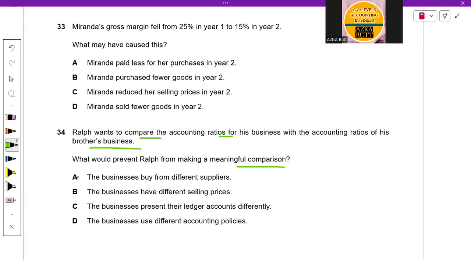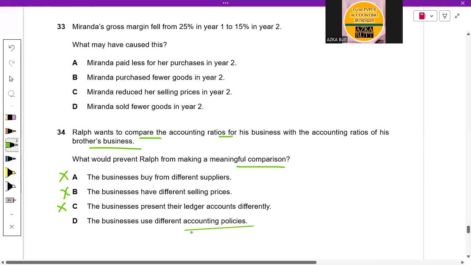So now let's see. A part is saying the businesses buy from different suppliers. No, it's not like that. The reason is that the depreciation method may be different. Maybe Ralph is using the straight line method, and his brother is maybe using the reducing balance method or maybe the revaluation method, and maybe the inventory valuation method is not the same. So because of that, if they compare their accounting ratios with each other, it will not be compared accurately. B option is the businesses have different selling prices. No, it's not like that. Businesses present their ledger accounts differently. Businesses use different accounting policies. Yes, when the businesses use different accounting policies, in that case we cannot compare. So D option is the right option.